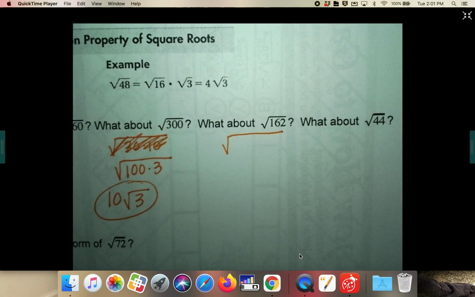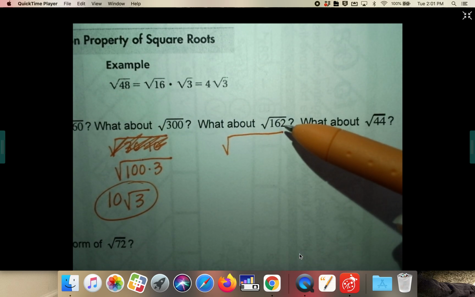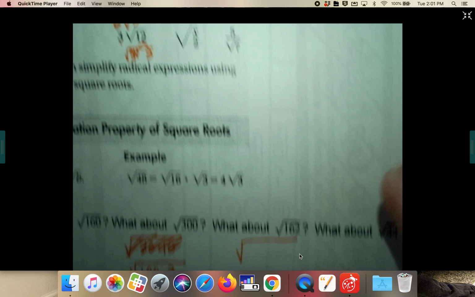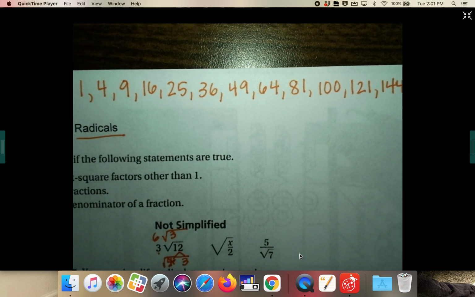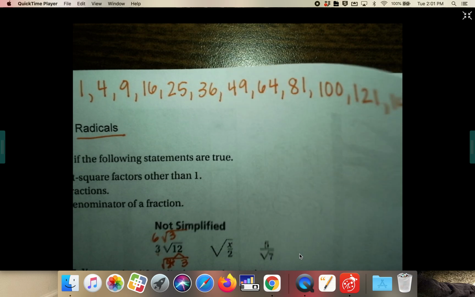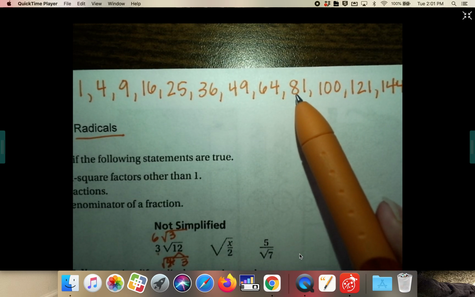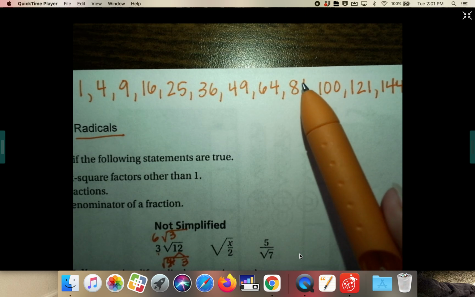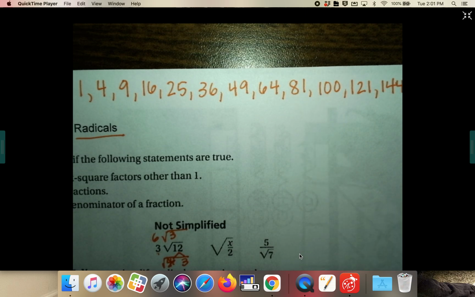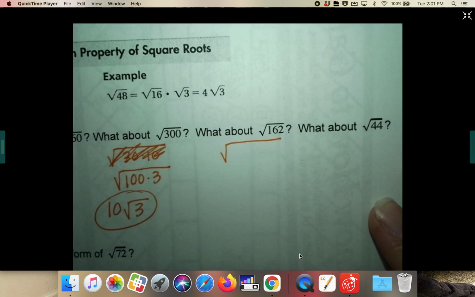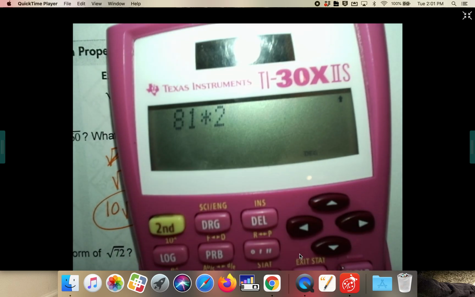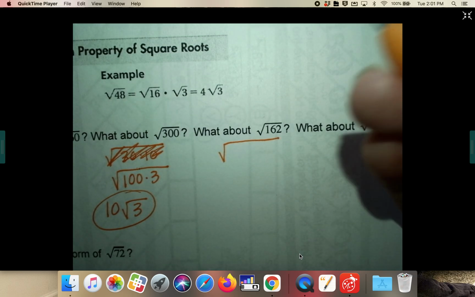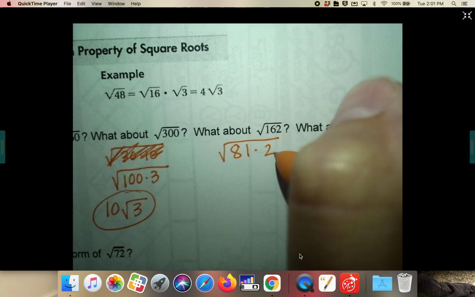Okay, let's try 162. So what two numbers can we multiply to get 162, but one of them has to be a perfect square? So let's think about this. 162, I'm thinking that 81 times 2. Is 81 doubled 162? I believe it is. So 81 times 2, let's just check, is 162, yeah. So 81 and 2.